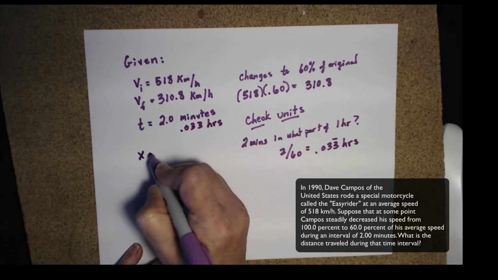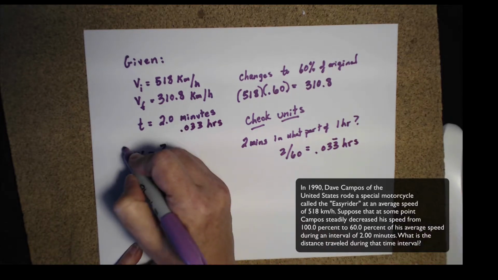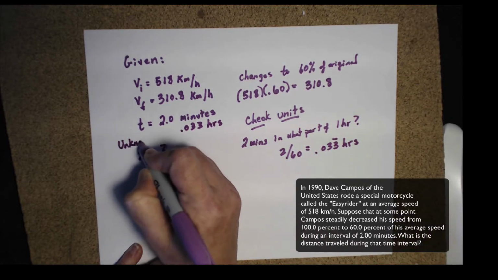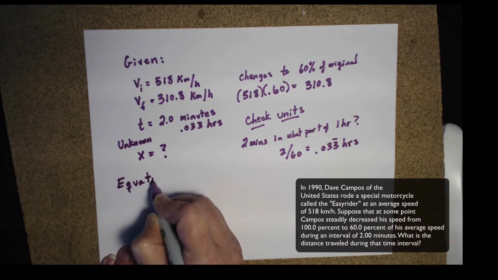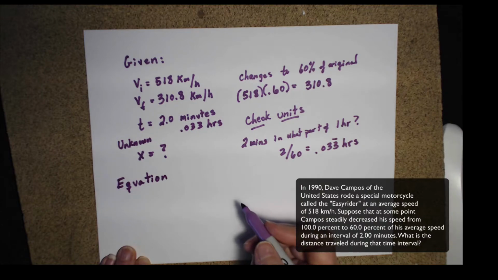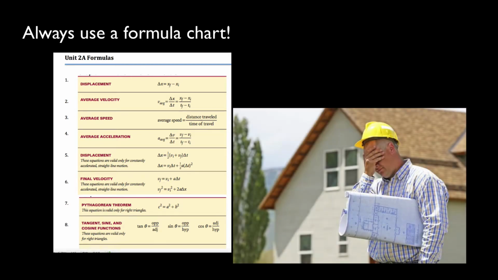The next step is to look for our unknown. This is the U in our GUESS acronym. The unknown that we're looking for here is the distance, and distance is represented by x. Now to find that pesky equation. Look at your formula chart. Don't ever try to do physics problems without formulas available for you to look at and use. Trying to do these problems without a formula chart is like trying to build a house without a saw or a hammer. Your formula chart is your toolbox.